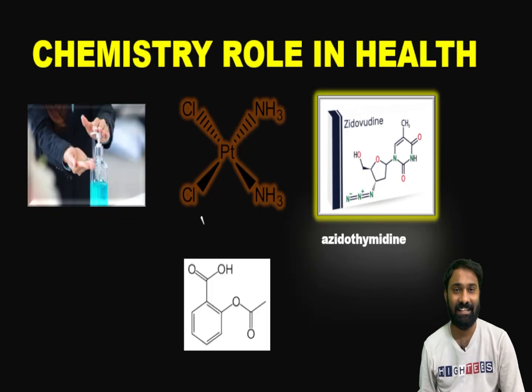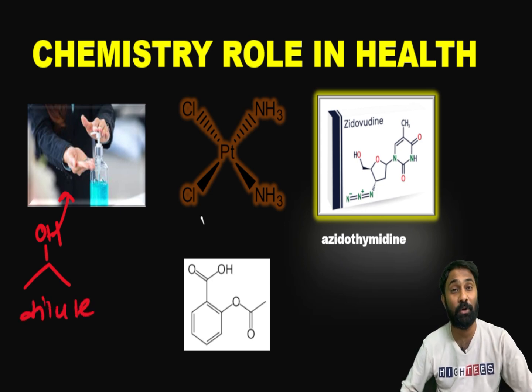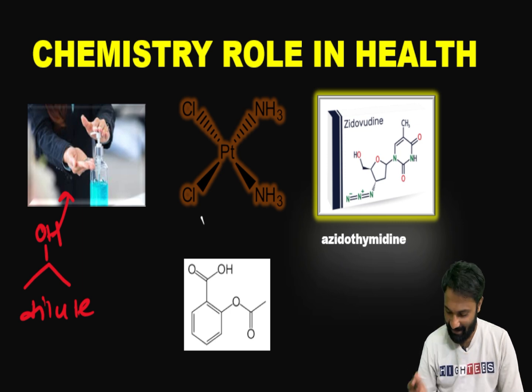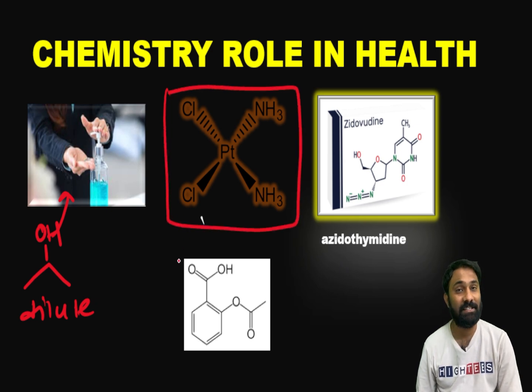Next, chemistry also plays a very crucial role in medicines. First, in the Corona time we used propan-2-ol. This should be diluted, and this dilute propan-2-ol is used in our sanitizers. Next, this is cisplatin. Where are we going to use this cisplatin? We use cisplatin in the treatment of cancer.